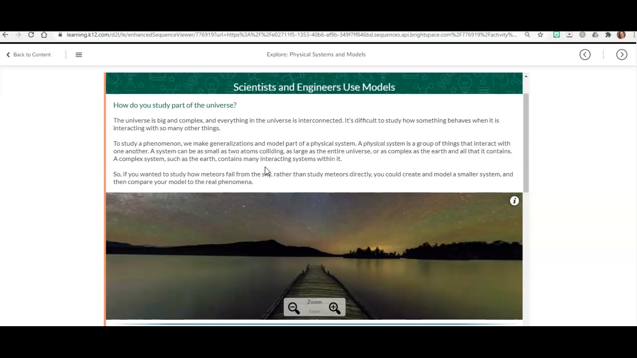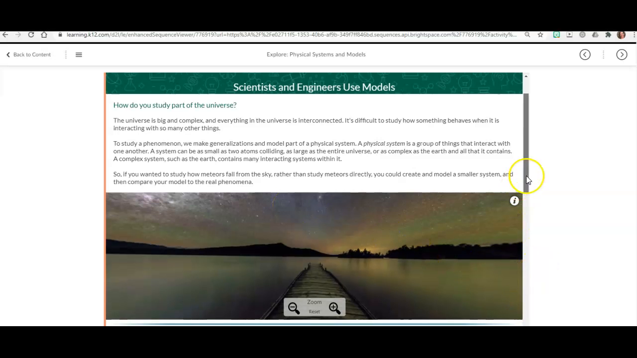Another thing you can think about here is the human body. We know that there are many complex systems in our bodies: our circulatory system, our respiratory system, skeletal system, and those interact with the systems to complete our body as a whole. So if you want to study how meteors fall from the sky, rather than study meteors directly, you could create a model that's a smaller system and then compare your model to the real phenomena.